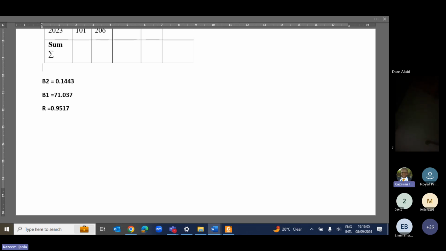If we don't get this, that means we are wrong. Now you need to square it. So R square is equal to the square of 0.9517, which is 0.9756. Okay, this is the answer.